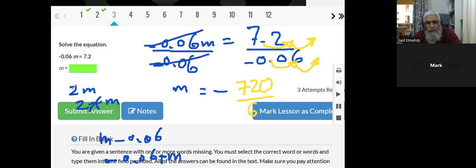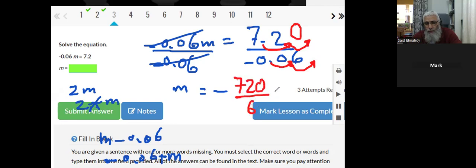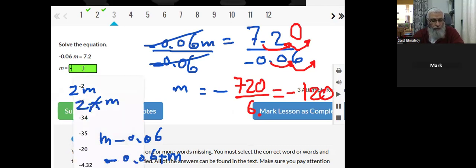Do you understand what I did? Again, we have one decimal place here, so I move one decimal place to the right for both numbers. I need to move one more decimal place to the right, so there will be a 0 here. So the number will be 720 divided by 6. What is 720 divided by 6? 120. Yes, correct. So it is negative 120.